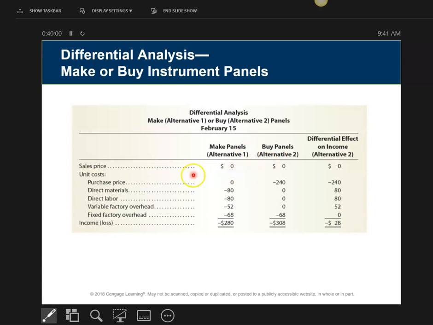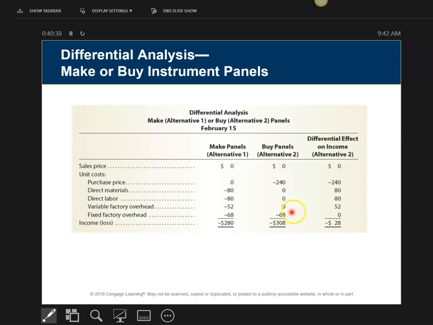So selling price is not even going to come into play here. This is revenue. I'm not actually selling this. It's all about cost here. So here's my cost for making the panels. Purchase price, nothing. I don't buy it, so it's zero. Here's my direct materials, my direct labor, my variable factory overhead, and my fixed, which equals $280 per unit. If I buy it, it's going to cost me $240, but I will not incur any DM, DL, or variable factory overhead, but fixed factory overhead still has to continue because no matter what, I have to pay fixed.